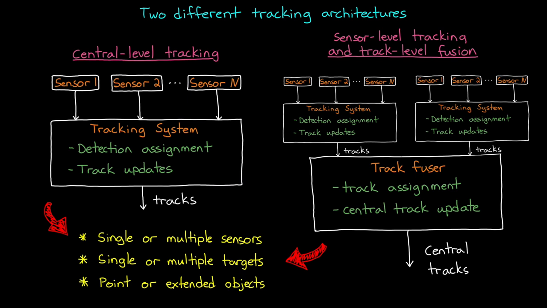So the question at this point might be, why not just use a single tracker? Why go through the extra steps of having multiple trackers and then having to fuse their tracks together? Well, to answer that, let's look at some of the benefits of doing track-to-track fusion and some of the scenarios where it's a more appealing option. And then after that, we'll look at some of the challenges with it, and hopefully you'll be able to form an opinion as to when you may choose one architecture over another.